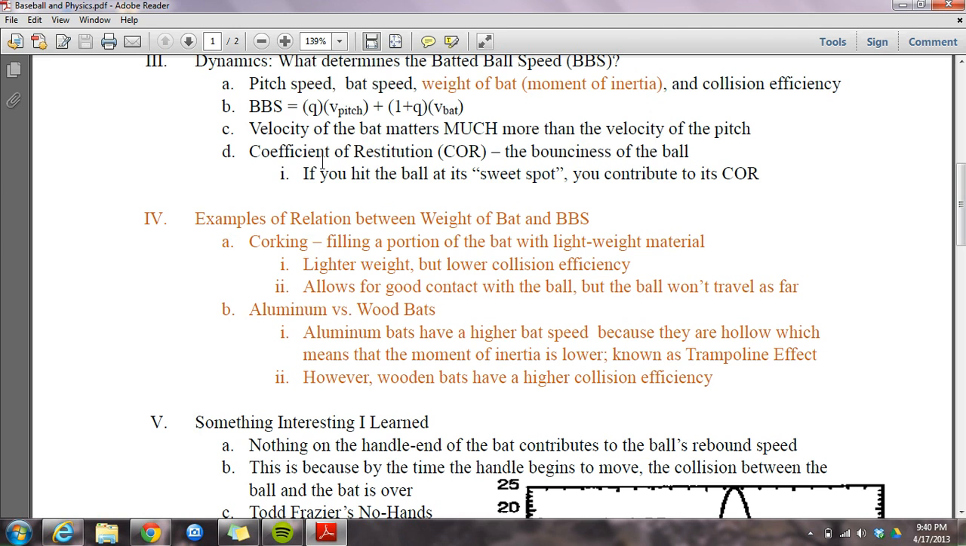These are examples of the relation between the weight of the bat and the batted ball speed. One example is corking, which is filling a portion of the bat with a lightweight material. The lighter weight allows you to swing the bat faster, which allows you to come in good contact with the ball, but it has a lower collision efficiency, so the ball won't travel as far. He also talked about aluminum versus wood bats. Aluminum bats have a higher bat speed because they're hollow, which means their moment of inertia is lower, and that's also known as the trampoline effect. However, wooden bats have a higher collision efficiency, so the ball will travel farther when it hits a wooden bat.